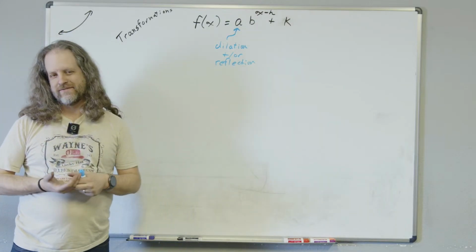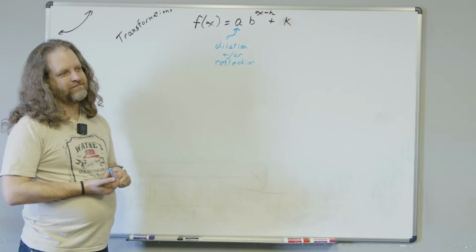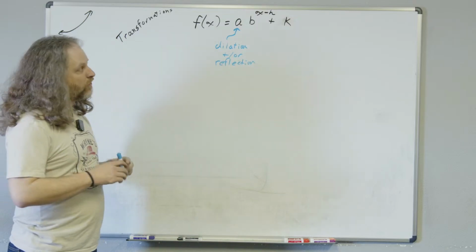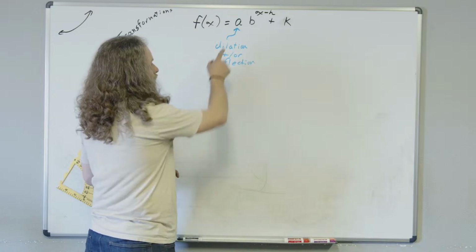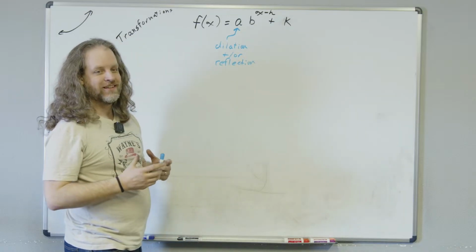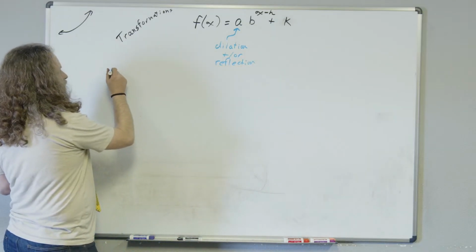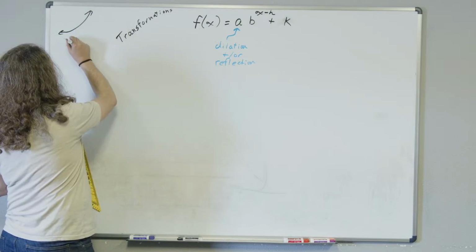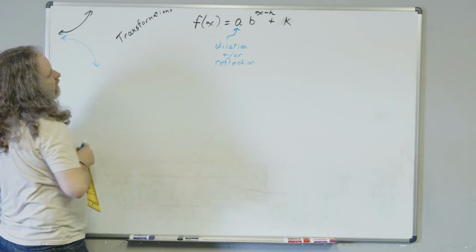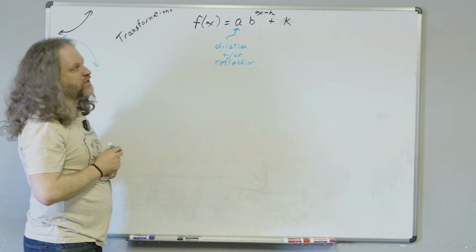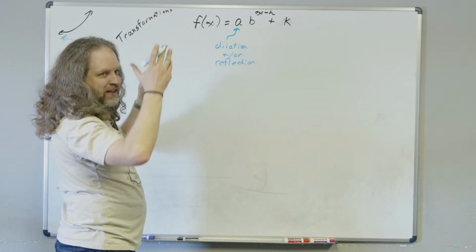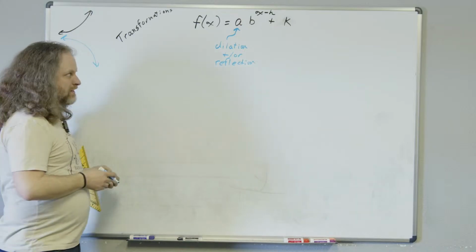Reflection would be what? An image mirrored back. Right. So reflection would be flipped down. So if A is negative, then the exponential parent function, exponential growth, will flip down and it'll look like this. If it's greater than 1, it stretches. If it's less than 1, it compresses.